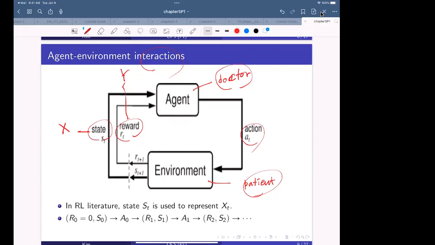So the environment is kind of data. The environment gives me the data. So I observe this, and then I make the next decision.